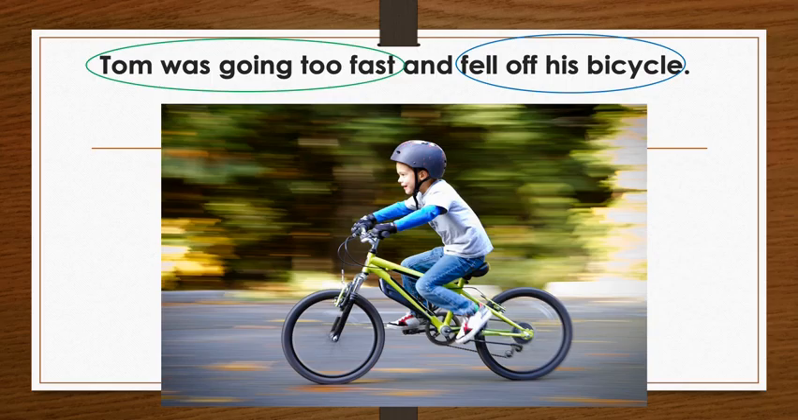Fell off his bicycle. Which of these statements is the cause and which is the effect? If you said Tom was going too fast is the cause, you are right. The effect would then be fell off his bicycle, because this is what happened as a result of Tom going fast. Fabulous job, class.